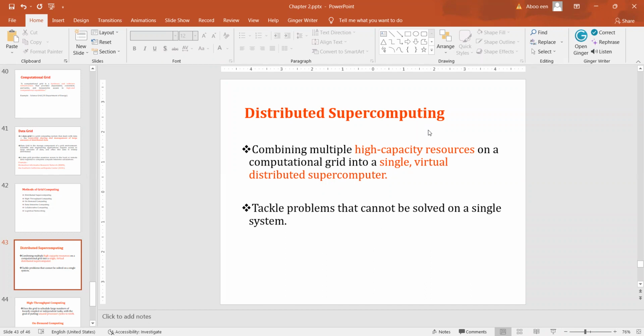Like, let's say, scientific activities, engineering related activities. Some kind of simulations, some kind of forecasting. A single system cannot solve this problem. They need high supercomputing power to do this kind of analysis or forecasting or predictions.